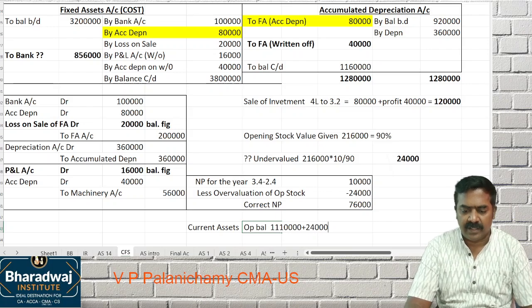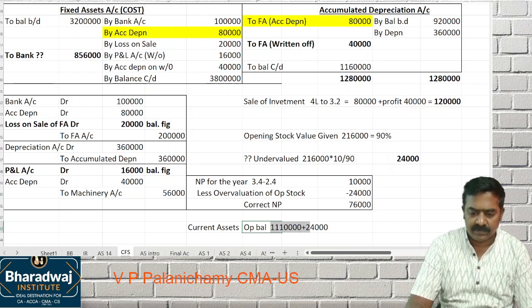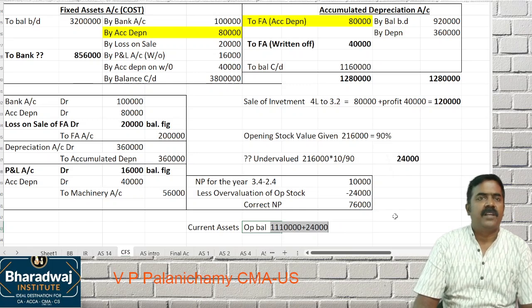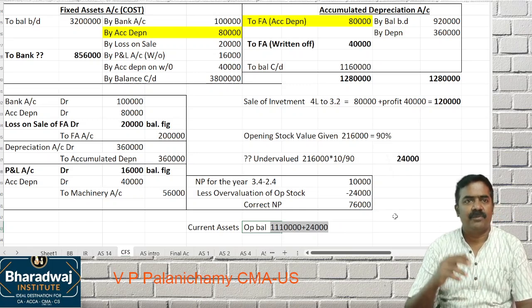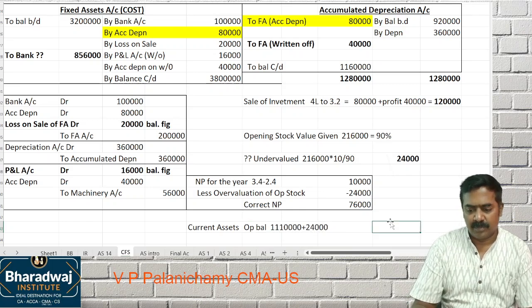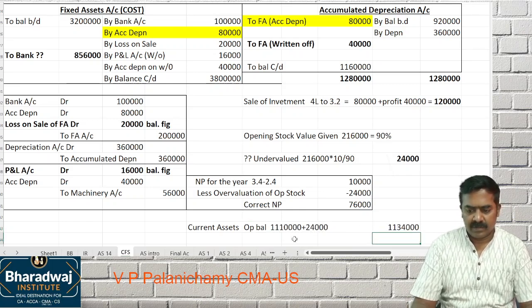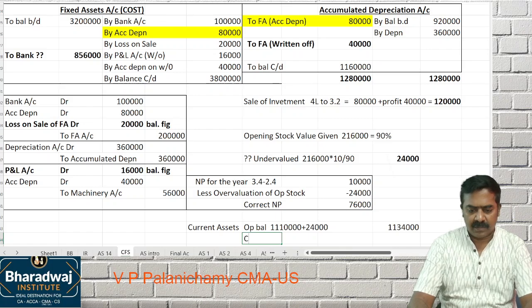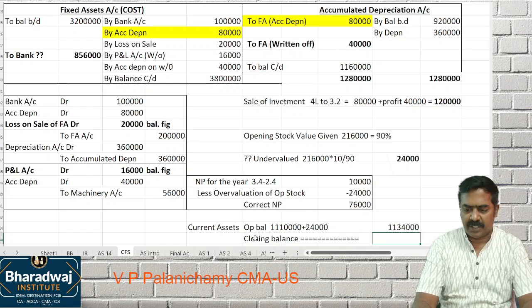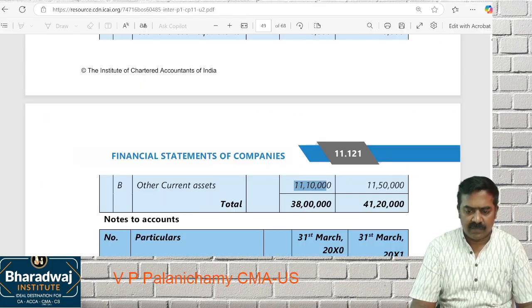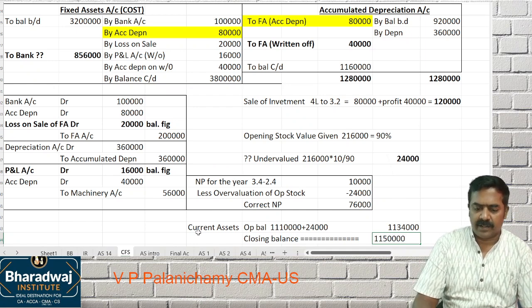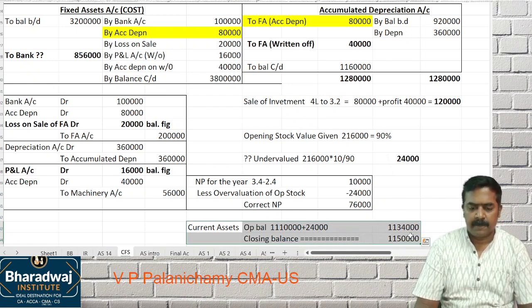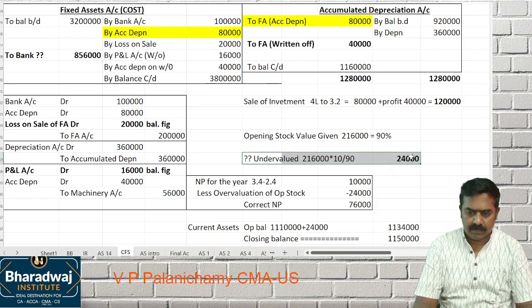Why are we adding 24,000? Opening current assets include inventory that is undervalued, so we have to add it back. So how much will you get? 11 lakh 34,000. What is the closing balance? There is no change: 11 lakh 50,000. This is what you will take for the working capital changes.